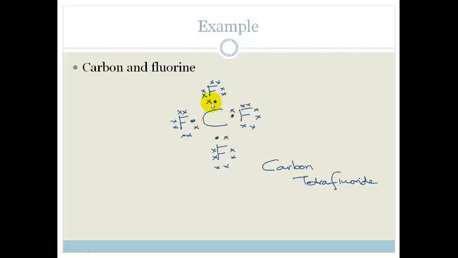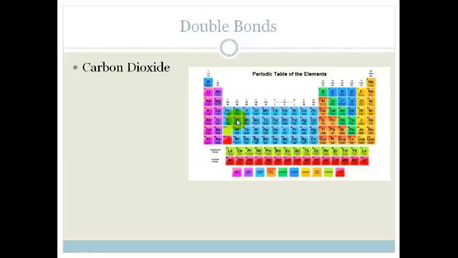So you get an idea now that if we look at the carbon, we can see that there's 1, 2, 3, 4, 5, 6, 7, 8 electrons around the carbon, as well as 8 electrons around each of these fluorines. So every one of these atoms in this molecule is very happy. Let's look at another example.